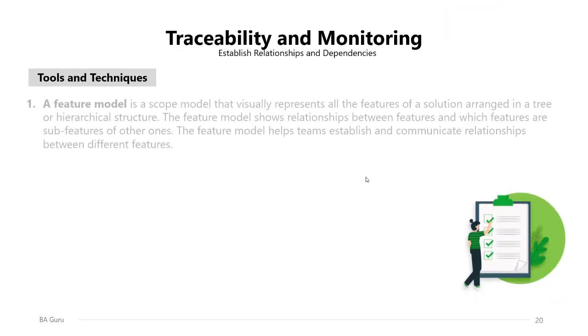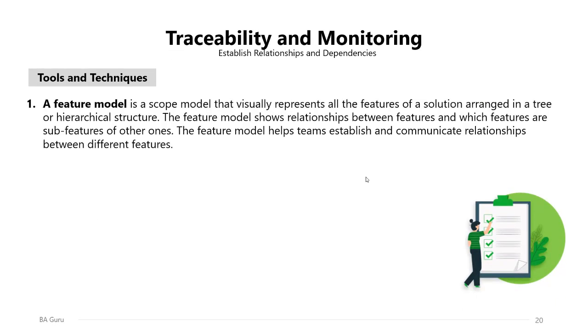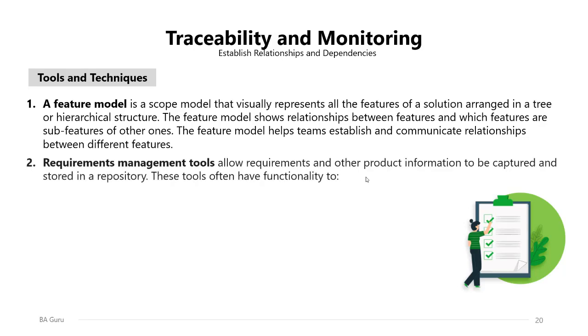The tools and techniques of this process, starting with the feature model. It can be defined as the scope model that visually represents all the features of a solution arranged in a tree or a hierarchical structure. The feature model shows relationships between features and which features are sub-features of other ones. The feature model helps teams establish and communicate relationships between different features. The feature model was covered in the analysis section of this course as a scope model. We covered this tool in detail.